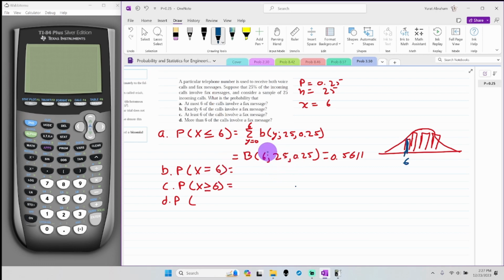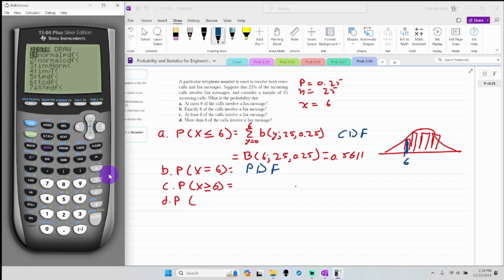Now, for this one, remember that before we were doing a binomial CDF, and this one, we're going to do binomial PDF in the calculator. So we're going to go to second, vars, right here. Go down to binomial PDF, letter A.